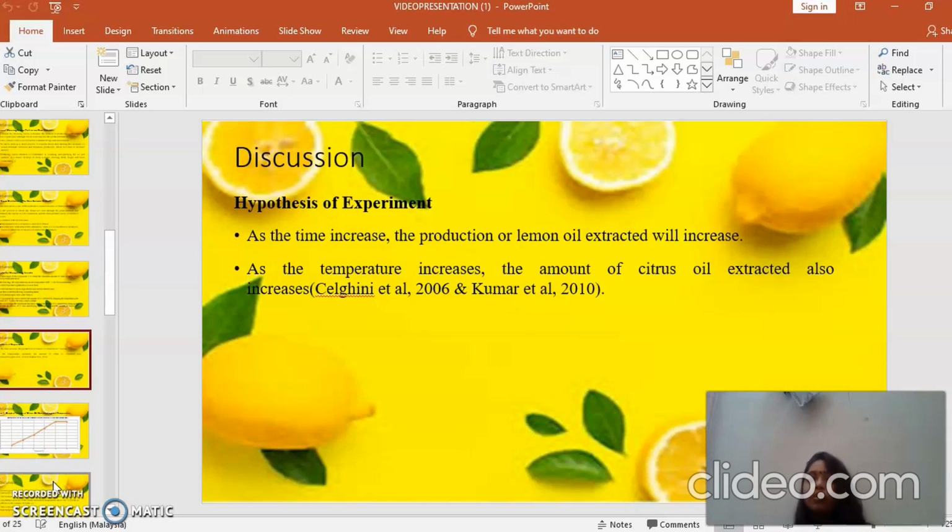Hypothesis of this experiment is as the time increases, the production of lemon oil extracted will increase. Based on our researchers, that is Chelgini and Kumar, they say that as the temperature increases, the amount of citrus oil extracted also increases.